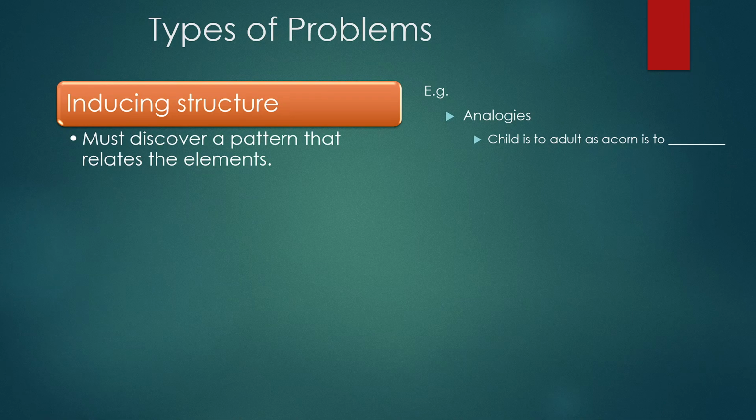So acorn would be like young to what would an old acorn be? Well, that's a tree or an oak. So you have to figure out what the pattern is. So hopefully the analogy was pretty easy for you.